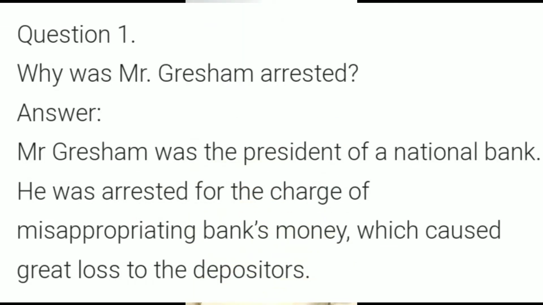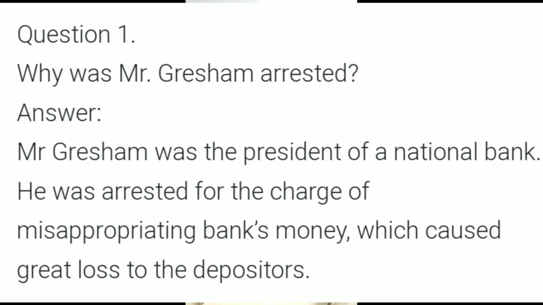So, what is this first item? Take your textbook, page number 65. First item. Why was Mr. Gresham arrested? Okay, you all know the situation which led to Gresham's arrest. Now, here I am giving you a sample answer. You read it and try to write it in your English notebook.